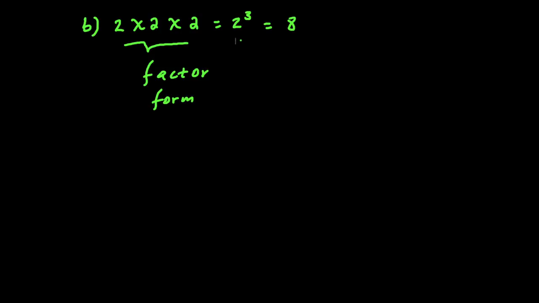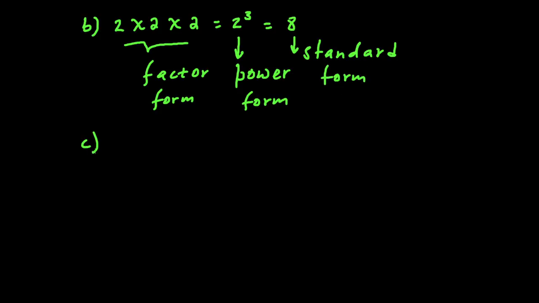Example b: 2 is a rational number multiplied by 2 and multiplied by 2 again. This is the cube of 2. This means 2 times 2 times 2: 2 times 2 is 4, 4 times 2 is 8. 2 to the power of 3 becomes 8. This is the factor form, this one is the power form, and this is the standard form.